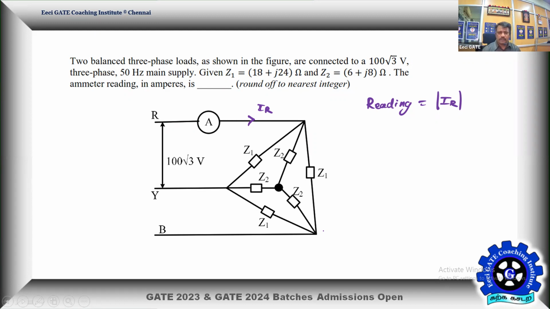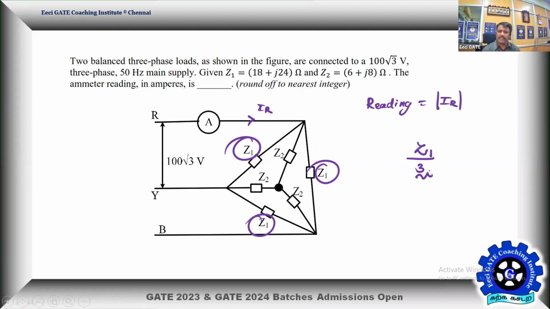Okay, so let me go for the second case, where I convert the outer delta into star. So this is Z1, this is Z1, this is Z1. If I convert a delta with identical elements into star, the net impedance is going to become 1/3 of the existing one. So it is going to be Z1/3. So that is going to be a star. Then I'm going to play with the two stars. We'll see. This is one route.